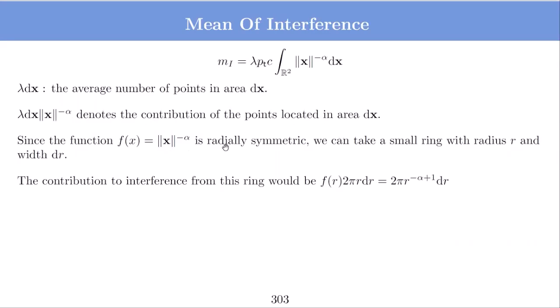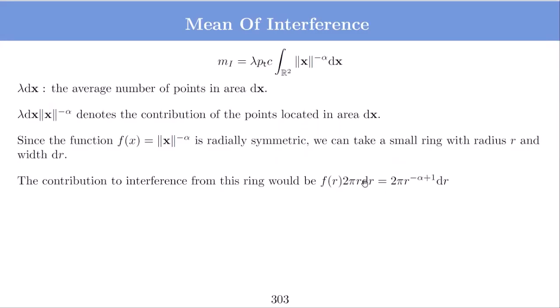Now this function is radially symmetric, so you can just take a small ring with radius r and width dr, and all points in it will have the same contribution. So the total contribution from this ring would be the norm of x to the power minus alpha, which is r to the power minus alpha, times lambda, times the area, which is 2 pi r dr.